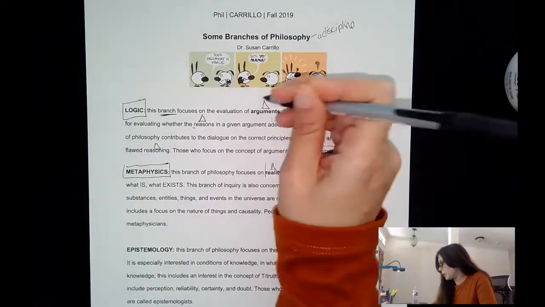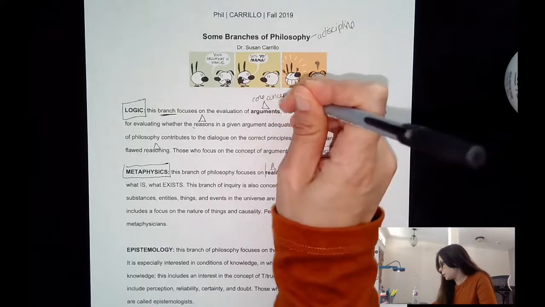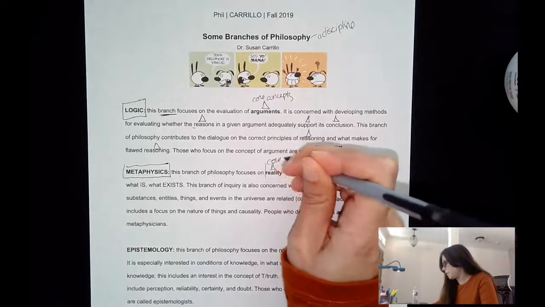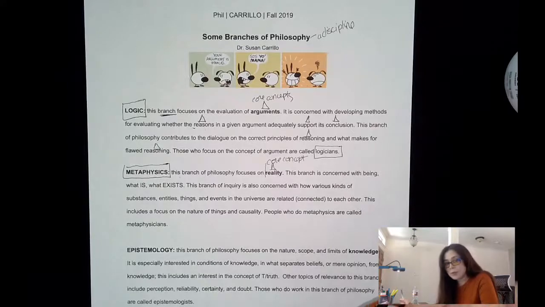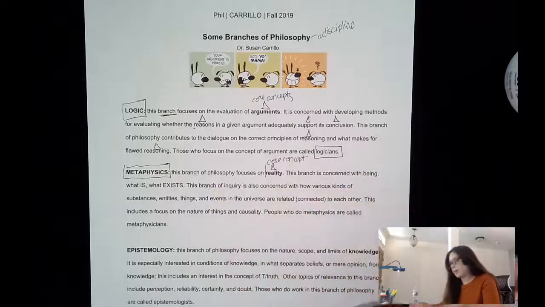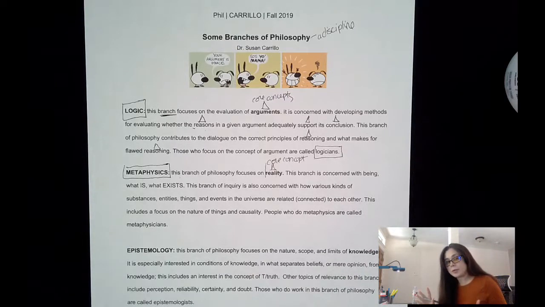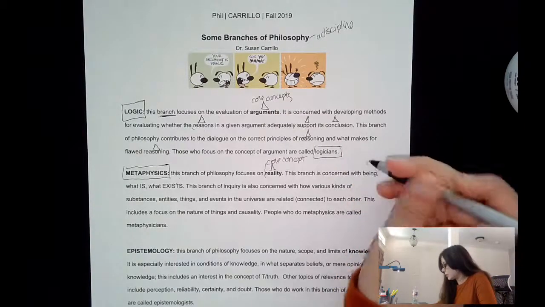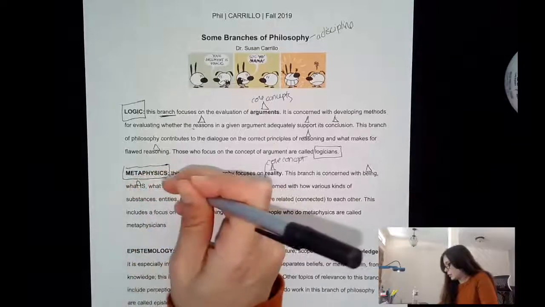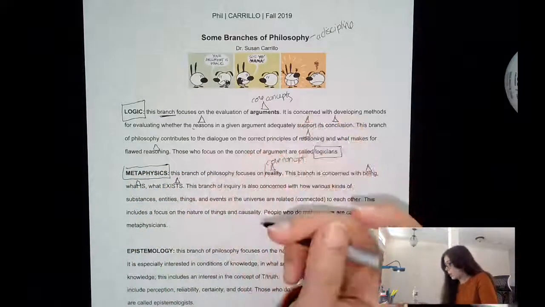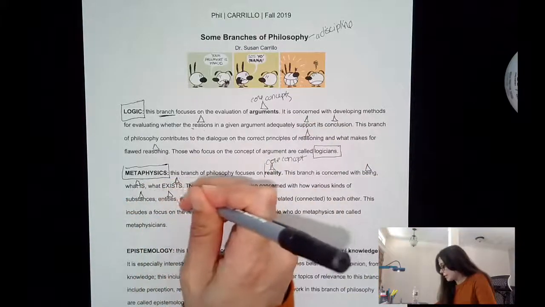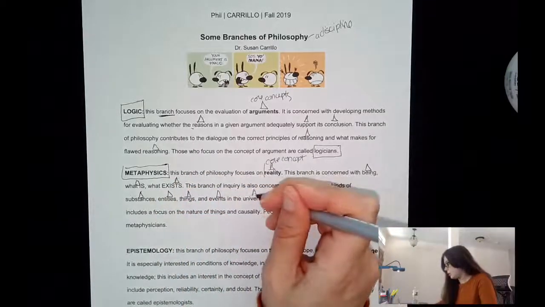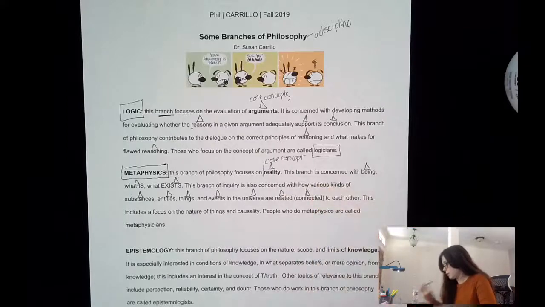So when it comes to the core concepts, they are the ones that are in bold. These are words that name the most fundamental and most powerful concept of concern with respect to that branch. So for metaphysics, it's reality. Now let's note some other concepts that fall under the broader, more fundamental concept of reality. This branch is concerned with being, what is, what exists, or existence. This branch of inquiry is also concerned with how various kinds of substances, entities, things, and events in the universe are related, connected to each other.